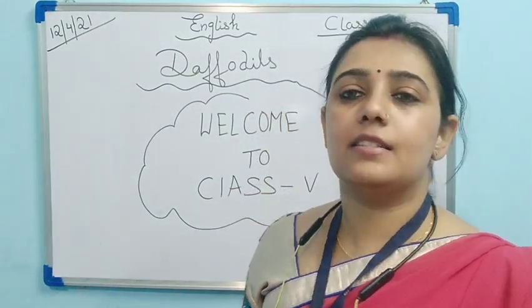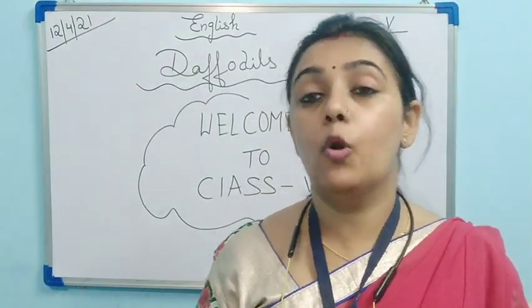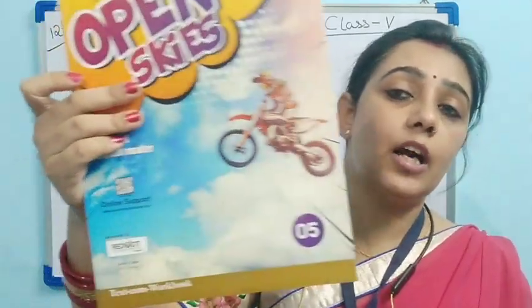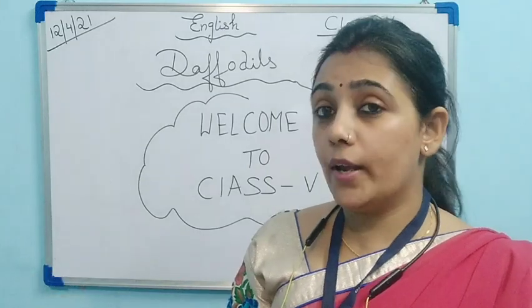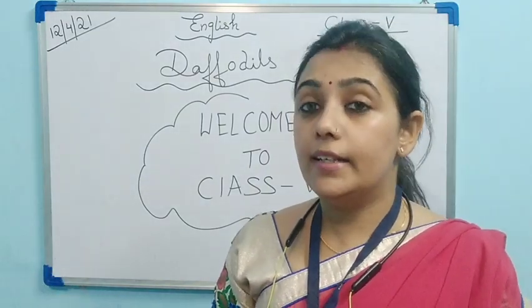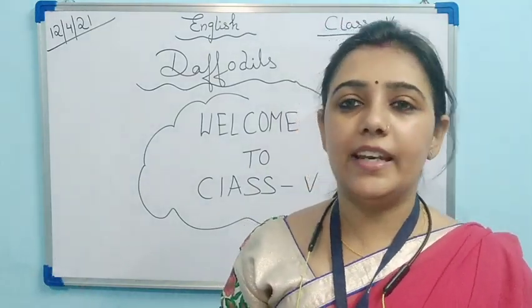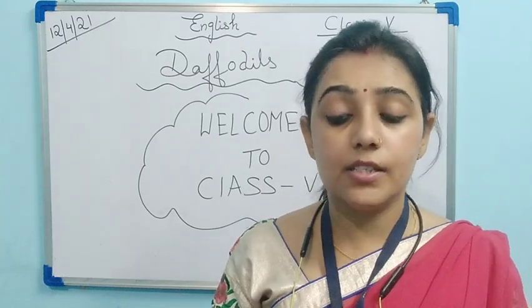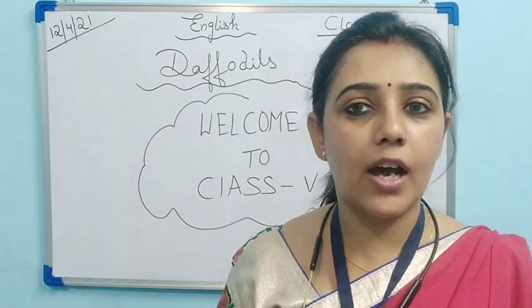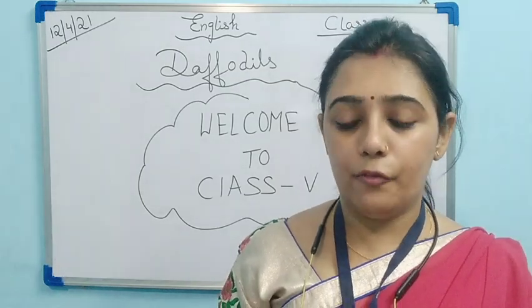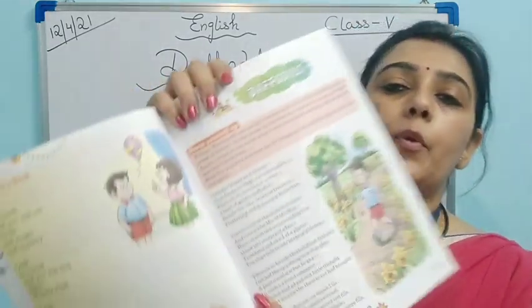So let's start today's class with the Open Skies book. Everyone please take out your Open Skies book, and we have first poem, that is the Daffodils. Have you heard the name of daffodils? Daffodils is what? Daffodils is a flower. Okay, which color flower? It is a yellow color flower. So this is the poem Daffodils.